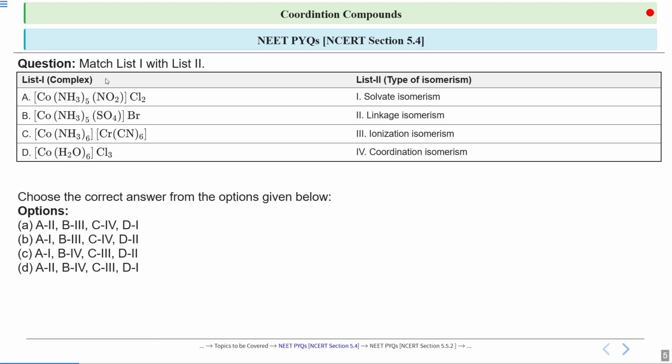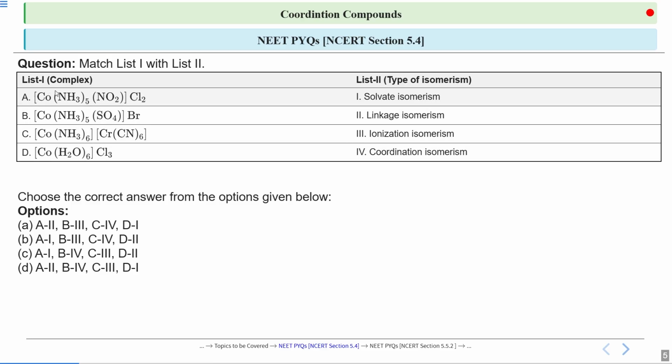Let's begin with our first question, which is a NEET PYQ, and it is covering NCERT section 5.4. The question is, match list 1 with list 2. As you can see, we have this table in the question containing two columns. One is list 1, which is the complex, and the second column is list 2, which is the type of isomerism exhibited by the complex, right?